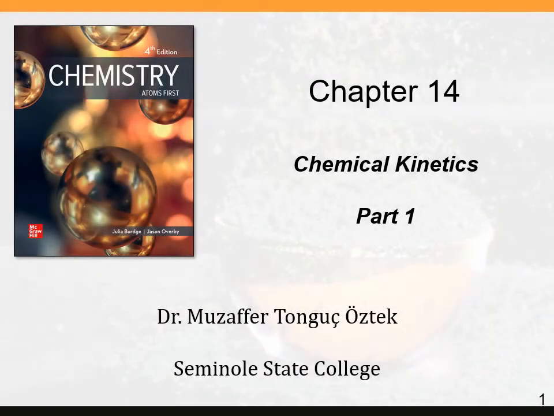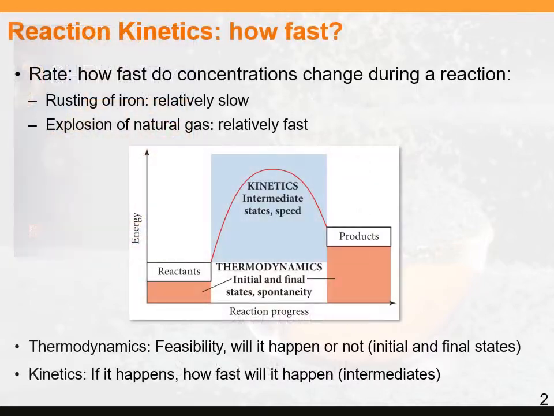In this chapter, you will learn about the kinetic aspect of chemical reactions. That is the rate, the speed of chemical reactions. The rate of a reaction is the measure of how fast the concentrations of reactants or products change. In the world of chemical reactions, different reactions have rates very different from one another. For example, rusting of an iron nail is a relatively slower reaction than the explosion of natural gas.